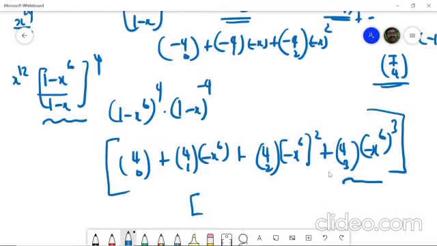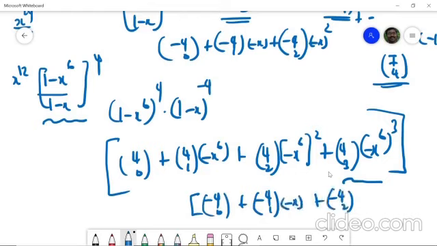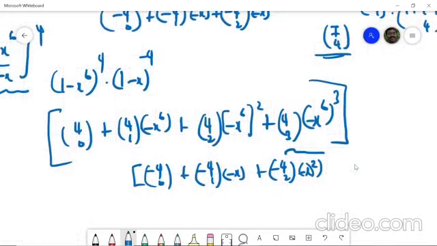1 minus x raised to minus 4, that is actually minus 4c0. Okay, minus 4c0, then plus minus 4c1 into minus x, again plus minus 4c2 into minus x square, so minus x the whole square. Okay, then it will go on like that, plus minus 4c3 into minus x the whole cube plus etc.